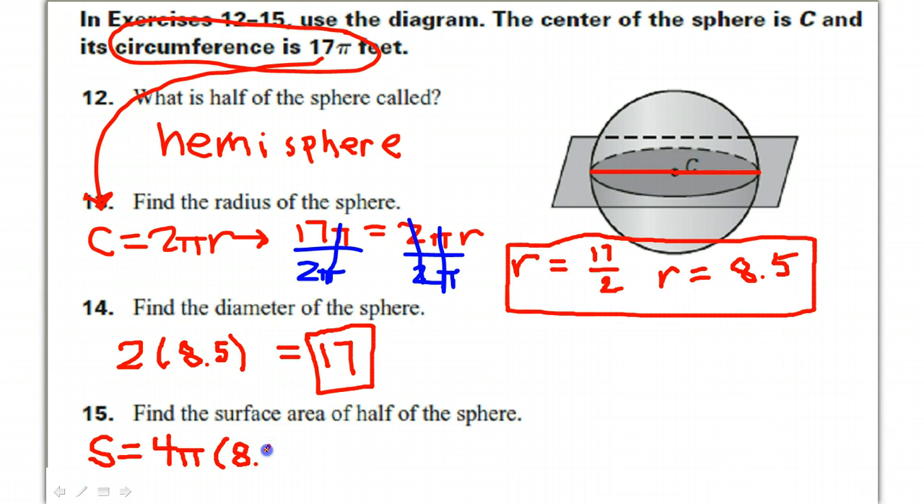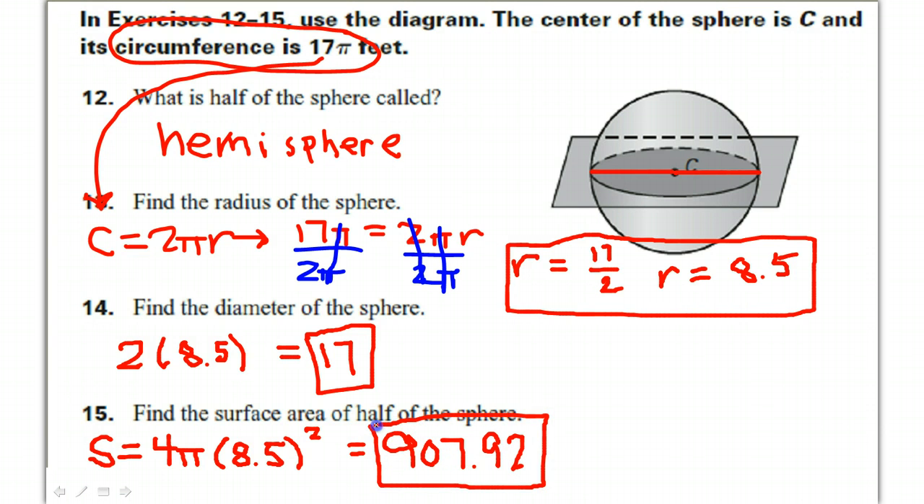Okay. But 8.5 is r. Okay. So what do I get for the final answer? You get 907.9. Okay. All right. Any questions about number 15?